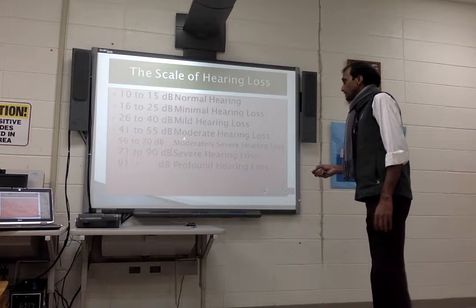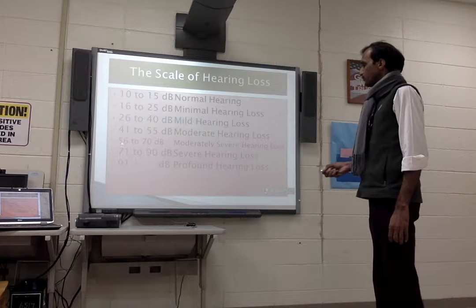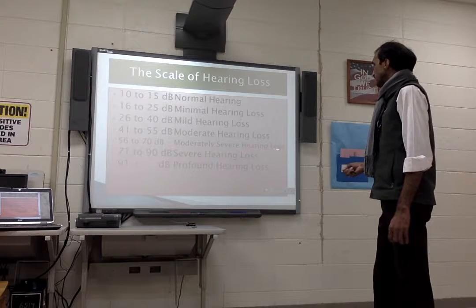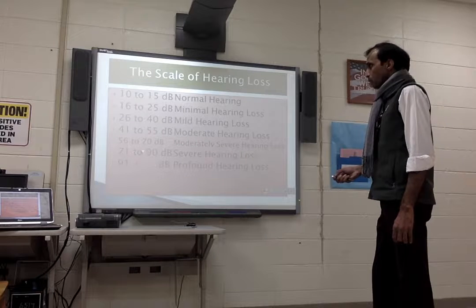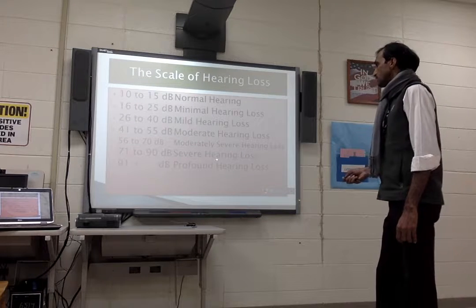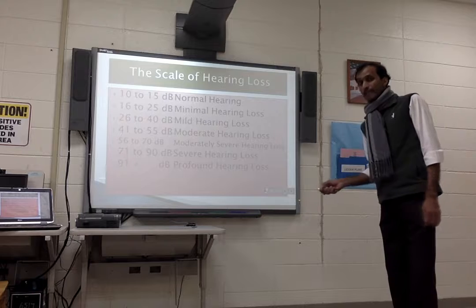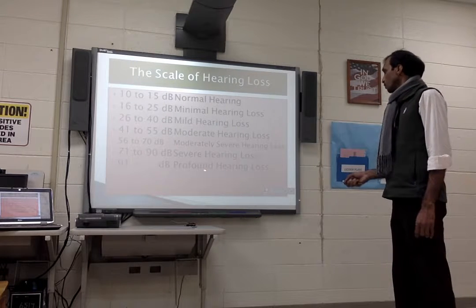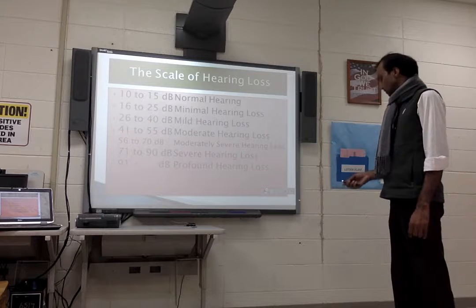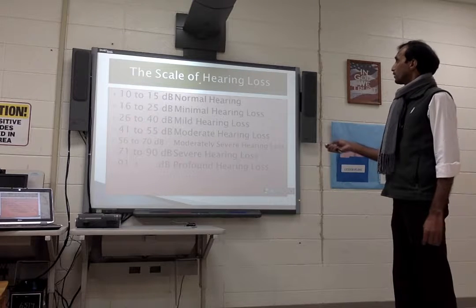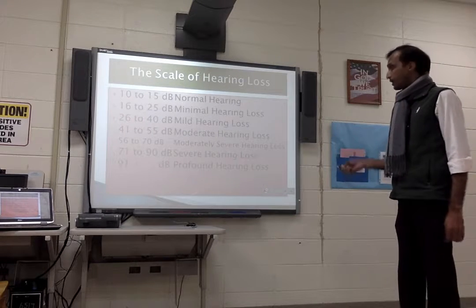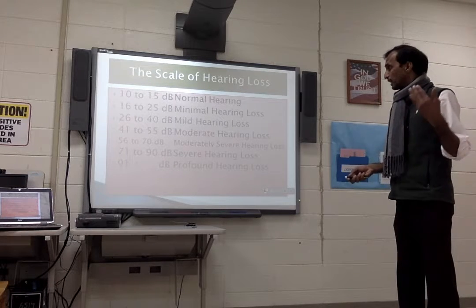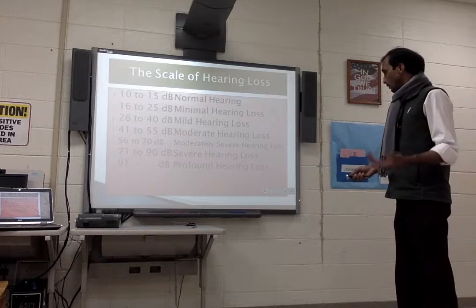41 to 55 decibels is moderate hearing loss. 56 to 70 decibels is moderate to severe hearing loss. 71 to 90 decibels is called severe hearing loss. 91 and above decibels is called profound hearing loss. So these are the different scales by which we determine what category or level of hearing impairment we have.